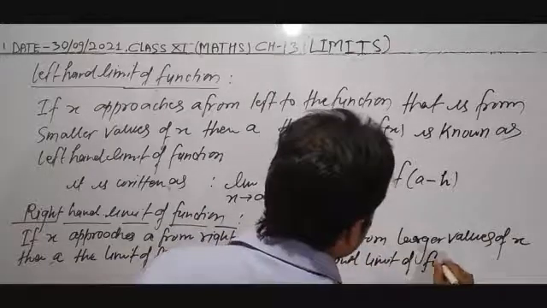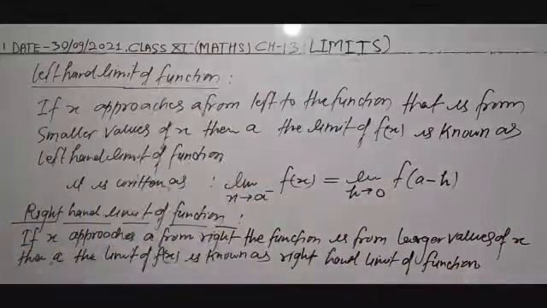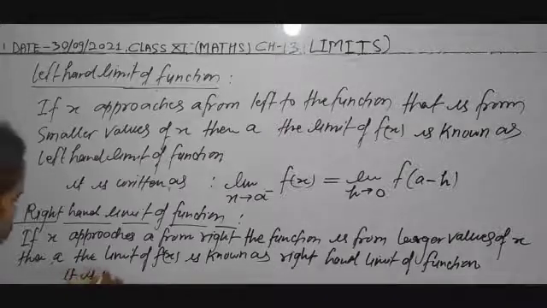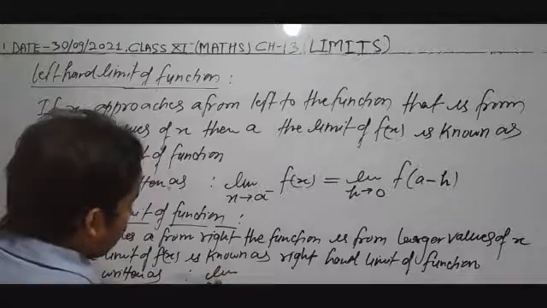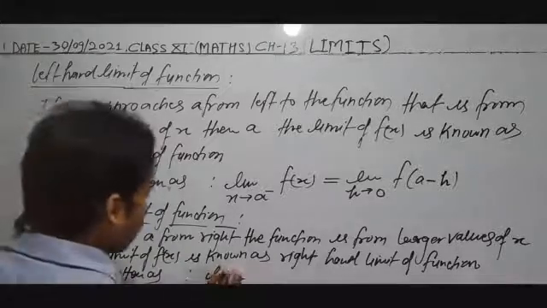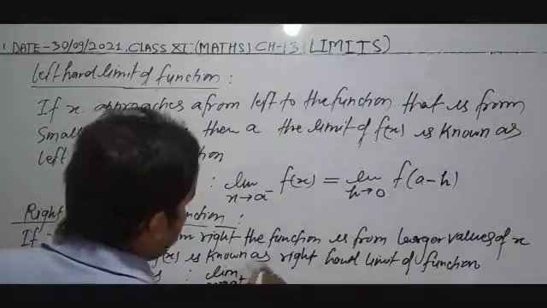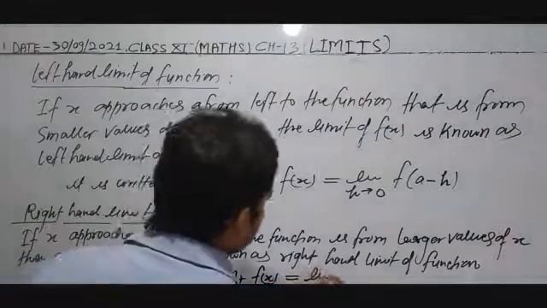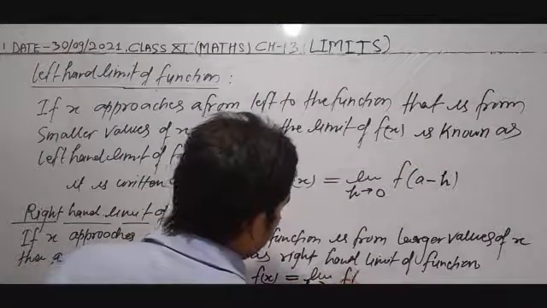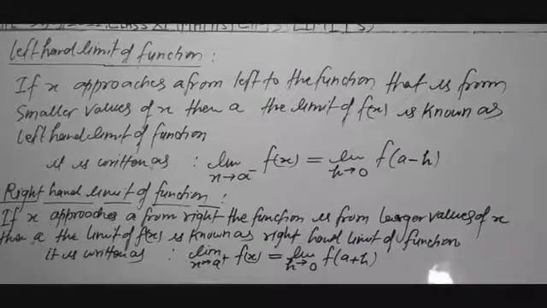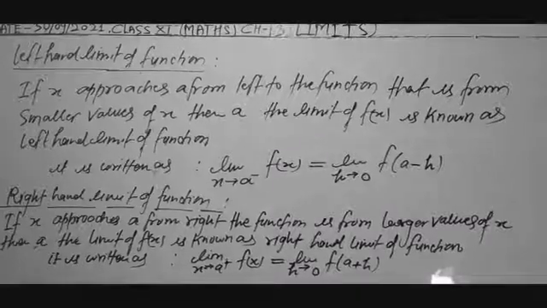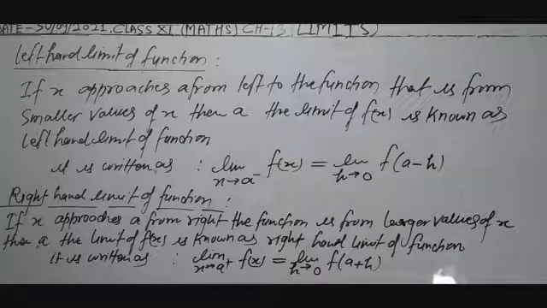Right hand limit of a function is also written as limit x tends to a plus of f(x) is equal to limit h tends to 0 of f(a plus h). This is the format to write the right hand limit. Now see, this is the left hand limit and the right hand limit, totally completed.